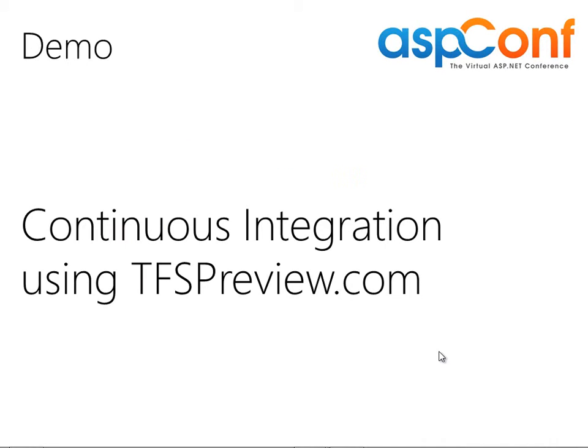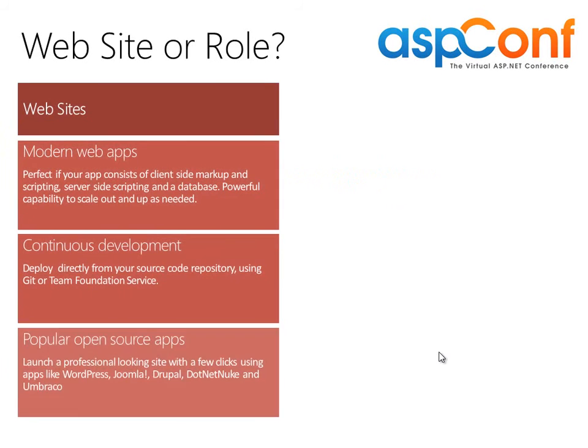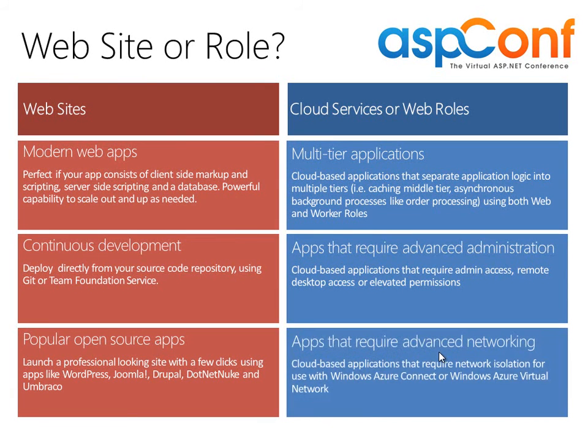So that's really our last official demo, but what I want to point out is that a couple of different questions have come up, and one of those questions is, how do I differentiate between a website and a web role or a cloud service, and what would I want to use one over the other? Just take a look at this table here.